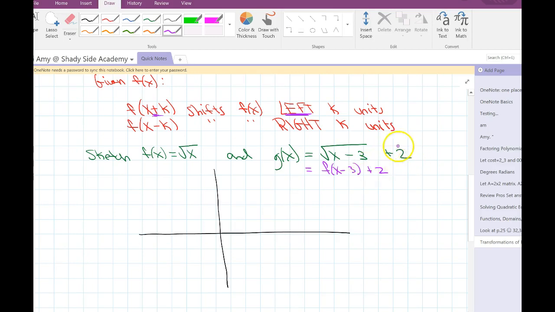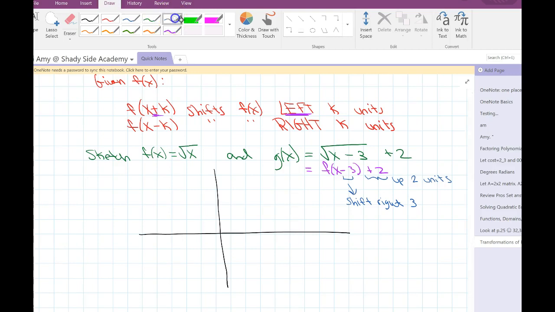The plus 2 here is not part of the input. And what this tells you then is that the minus 3 means we're going to shift right 3, and then the plus 2 means you're also going to go up 2 units. So this second example has two transformations, a horizontal translation and a vertical translation.